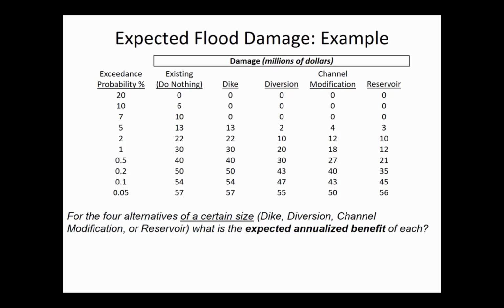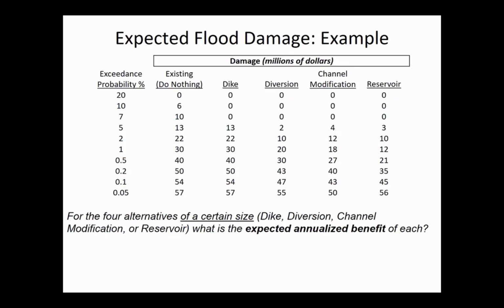The existing condition is how much damage we experience, in millions of dollars, for a storm of a certain size. So you can see that the 5-year storm causes no damage right now. But the 10-year storm, if it occurs, we're going to have $6 million of damage. If the, let's see, 5%, that would go along with the 20-year storm, right? Yeah, 20-year storm. So if there's a 20-year storm, then that will cost us $13 million of damage, and so on and so forth.